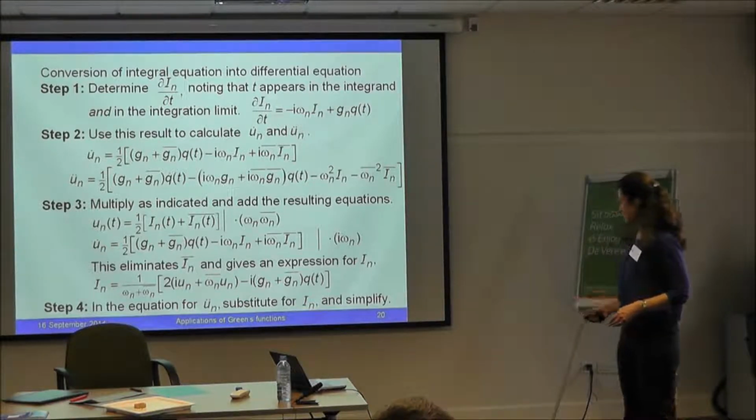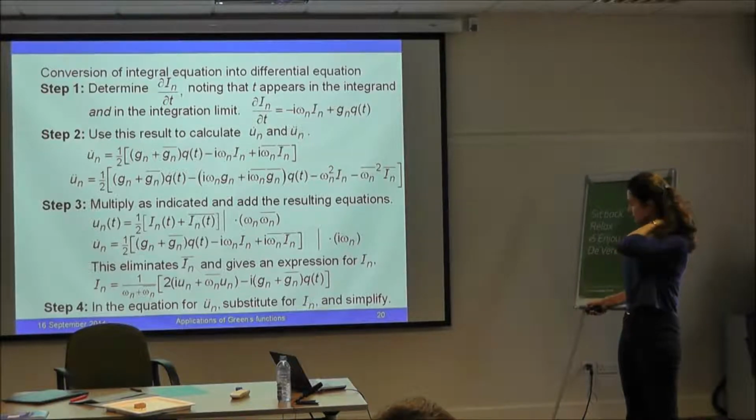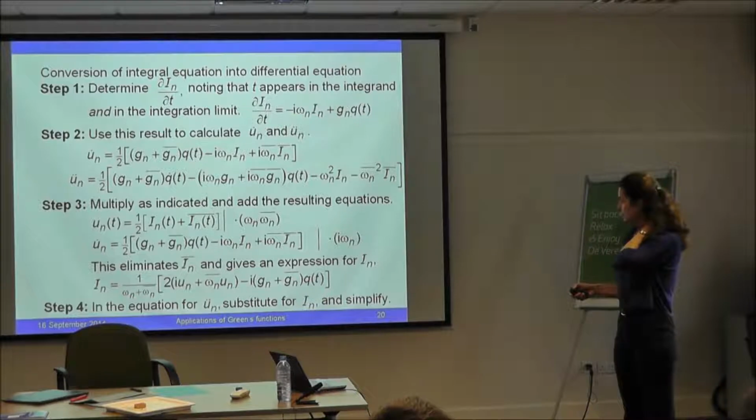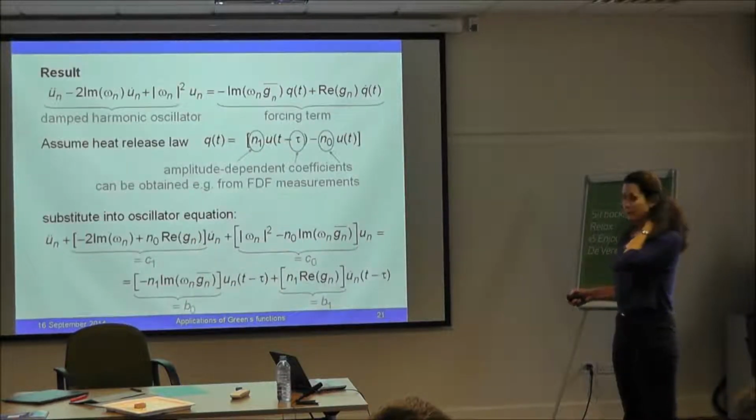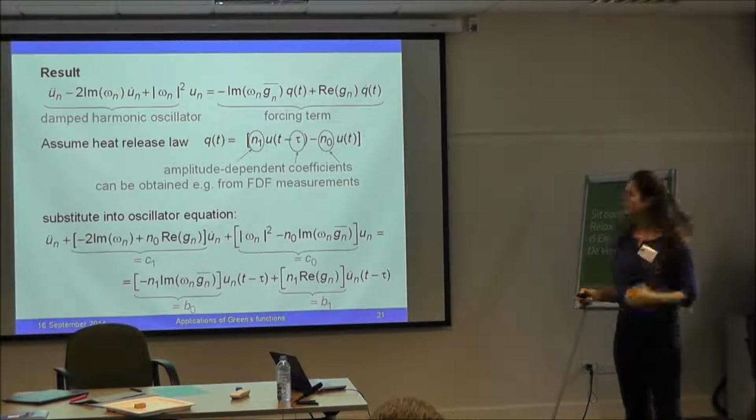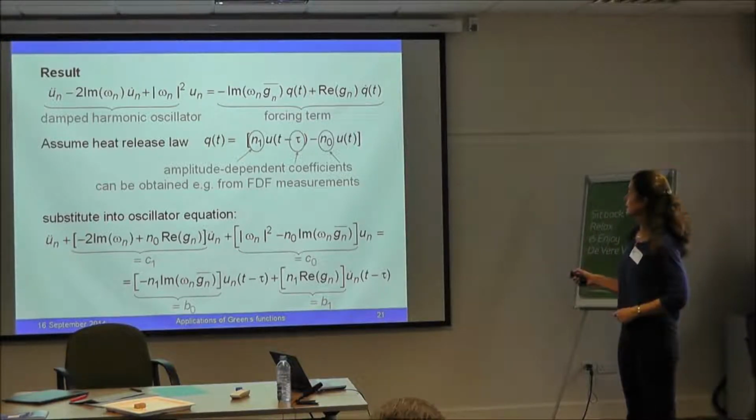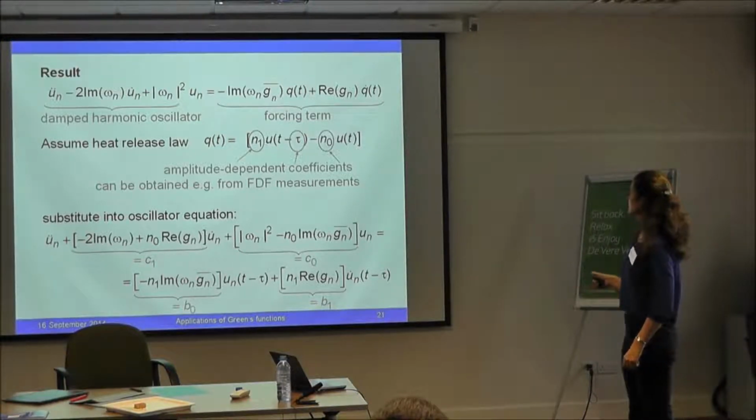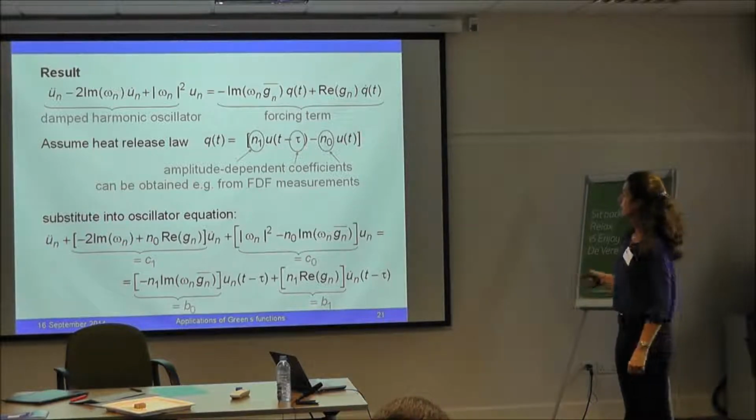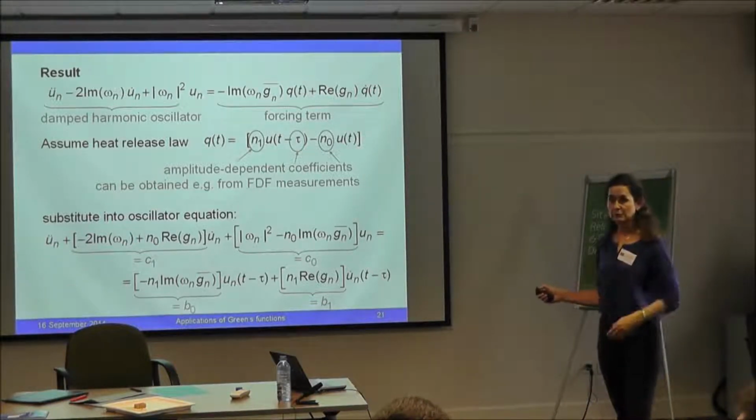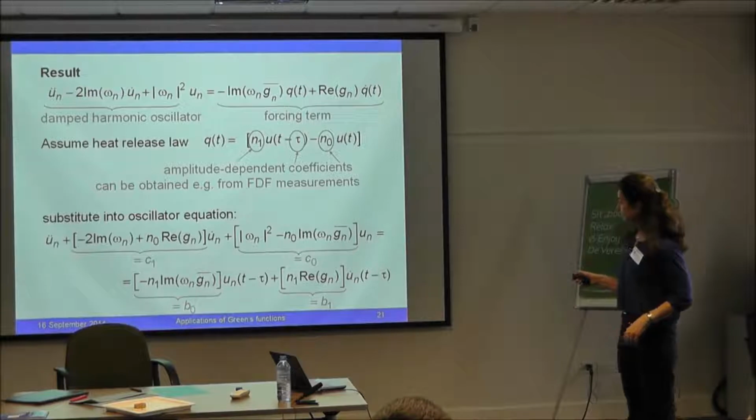And in the last step, you take the equation for un double dot, substitute for the i's, and simplify. So it's all a bit laborious, but straightforward. And the result that you get is really nice and simple and easy to understand. This is the result. This is the differential equation we get after doing all these manipulations of the integral equation for the velocity of mode n.